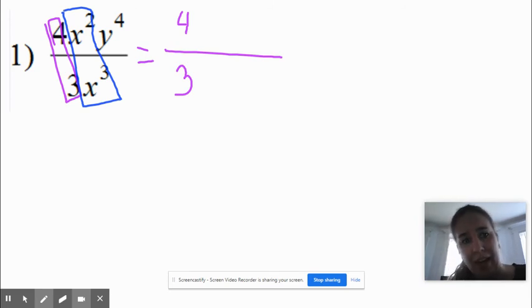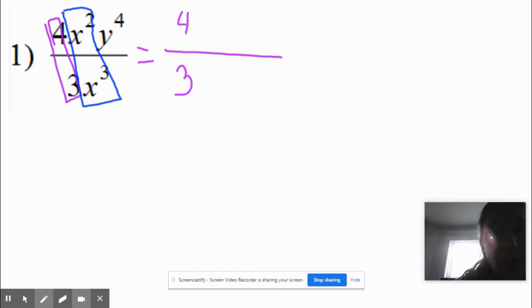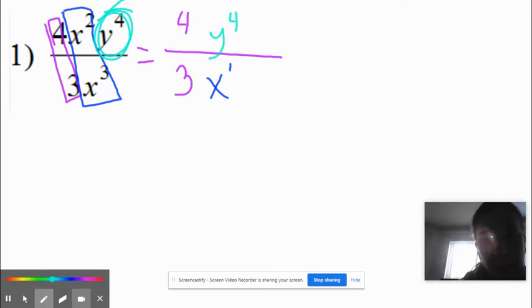So what I mean by that is I'm looking at x to the second and x to the third. X to the 3 is bigger, so whatever we get after we subtract, it's going to end up in the denominator. So 3 minus 2 is 1. So our x to the 1 ends up in the bottom. And then, switching colors again, this y to the 4 is by itself. It's got nothing going on. So your final answer is that, but I'm going to clean it up a little bit.